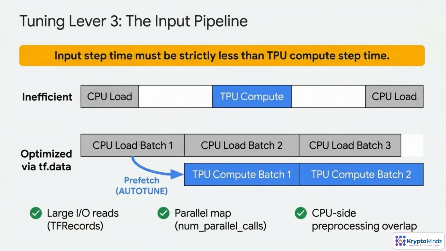A TPU is only fast if it never waits for data. You want the CPU to read and pre-process each batch quickly enough that, by the time the TPU finishes a step, the next batch is already prepared. With tf.data, you push work to the CPU, read from TFRecords in large chunks, map pre-processing in parallel, and prefetch so batches sit ready in memory. Done well, CPU loading and TPU compute overlap, turning input latency into almost zero idle time.